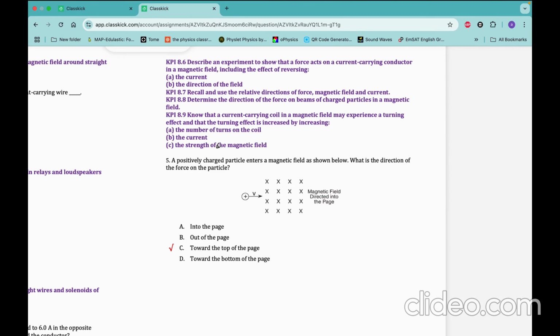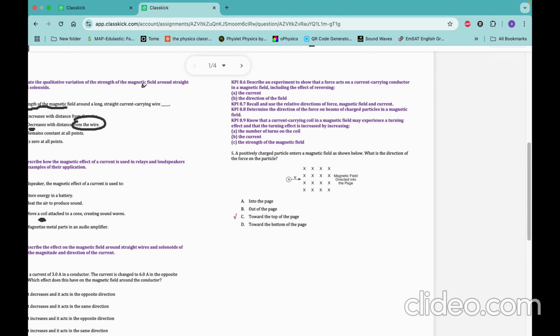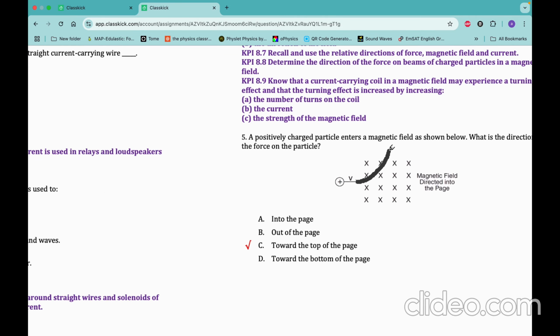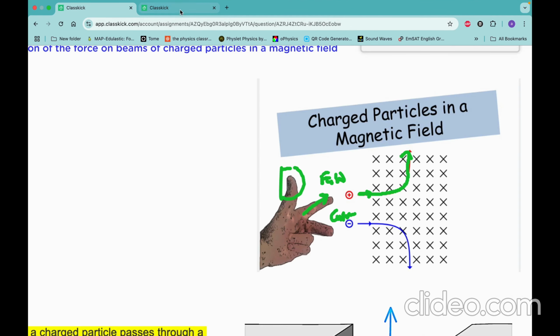Here, based on the same idea, if we need to think of answering this question, X means into the page, so the field is into the page, and the current is directed here to the right. So where exactly will the motion be? It's going to be curved up, so toward the top of the page.